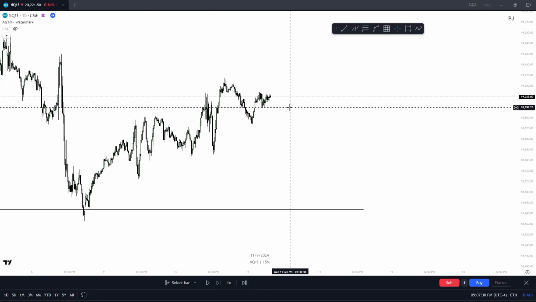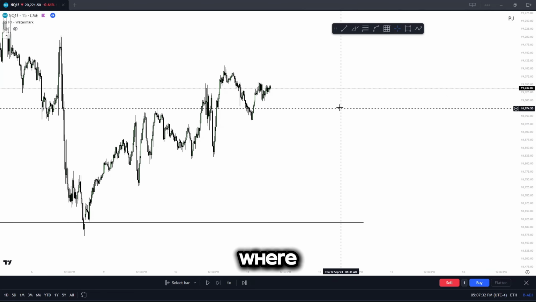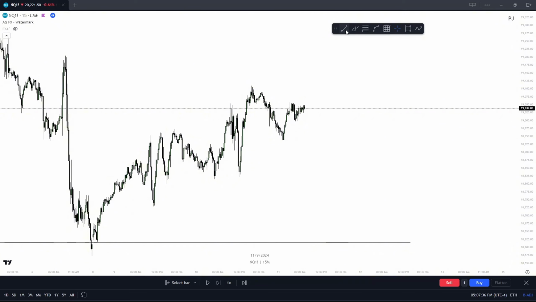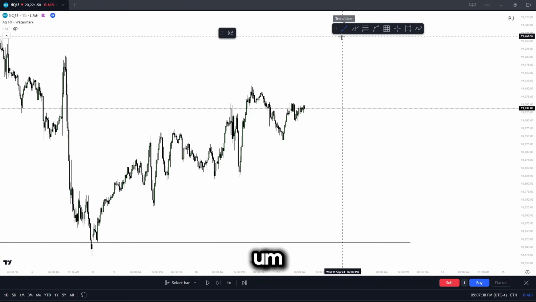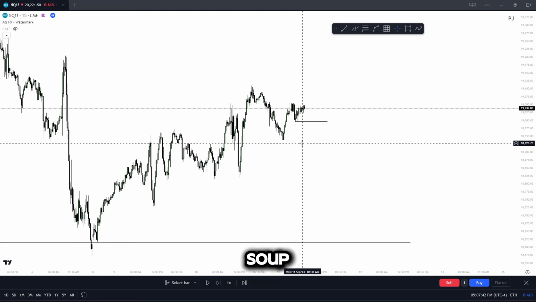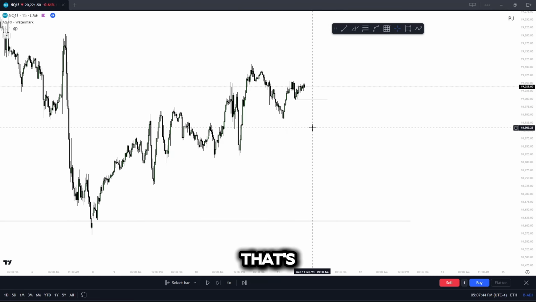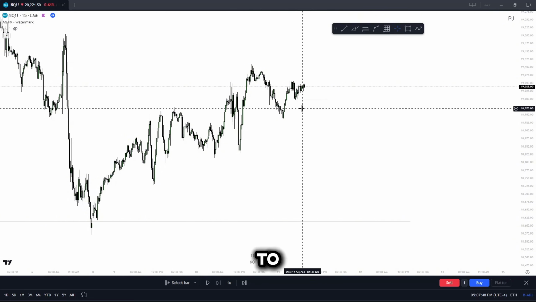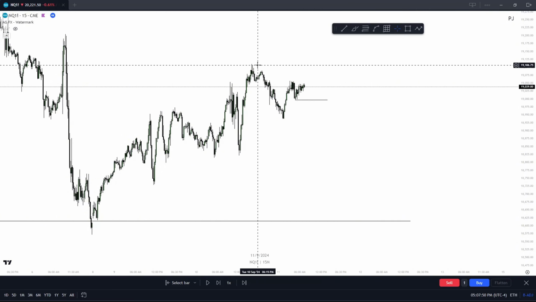The only thing is, where will it manipulate to? That's a problem for a lot of people. For 8:30 news, which we have this Thursday, I can accept a soup below this low, but that's not one that I would want to trade. I would want to see how we react to this low, then into this high.